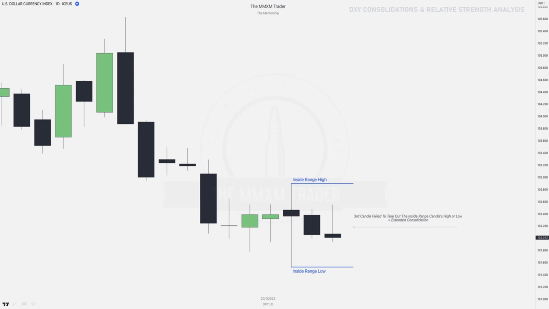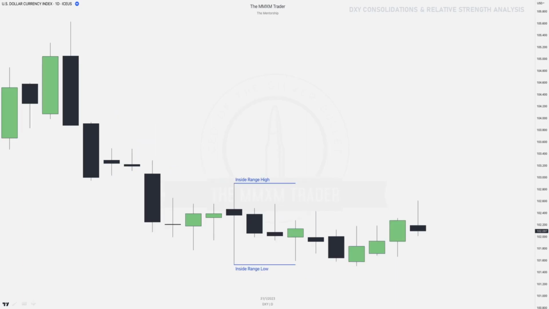Over here we can see that third candle failed to take out that inside range high or that inside range low, and now we can expect an extended consolidation, and we can look for those exotic pairs. And over here you see how long it consolidates, right? We're still staying inside that inside range high or inside range low.